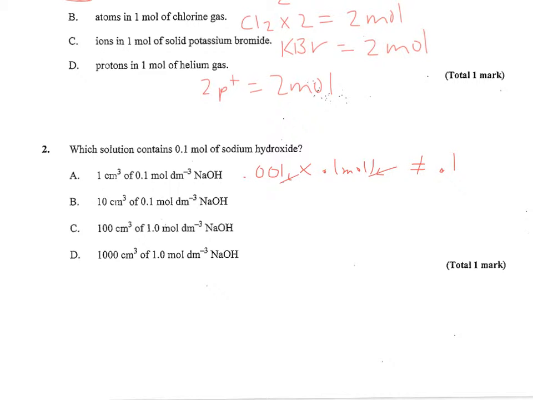B, if I do the same thing, now it's 0.010 times 0.1, and again, that will not equal 0.1. C, I've got 0.100 times 1 molar, that will equal 0.1. And D, just to double check, I've got 1 liter times 1 mole, so that is not going to be equal to 0.1, it's going to equal 1. So only C would fit the criteria.